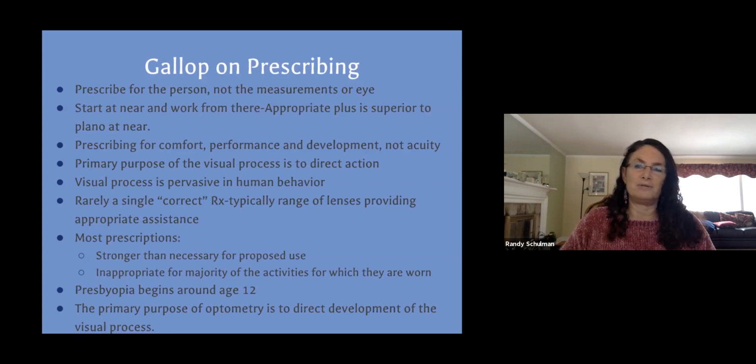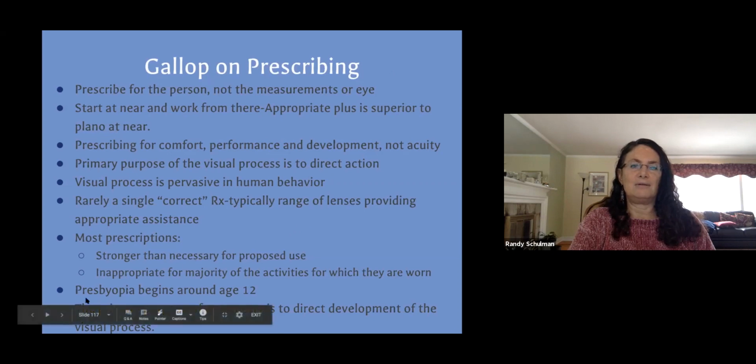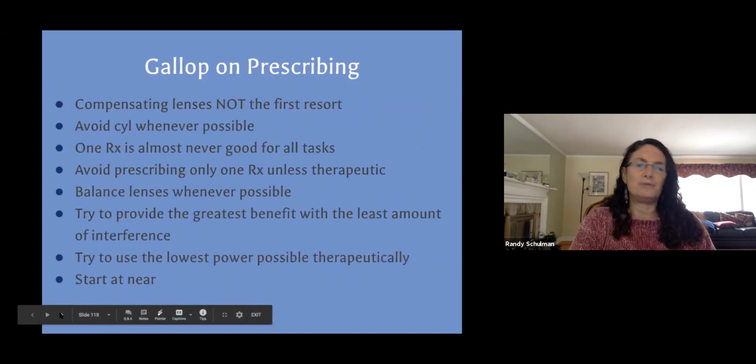And I see that all the time. I mentioned the 42-year-old woman, but I can't tell you how many kids are prescribed really over-minused or given prescriptions that are really not necessary for their age or their demands. He jokes that presbyopia begins around age 12, and we know that if you look at Donders' table, it starts to decrease our accommodative amplitude at around 12. So when we think about that, it's a spectrum. We really need to be looking at what the findings are in that individual, what the demands are, and what their needs are.